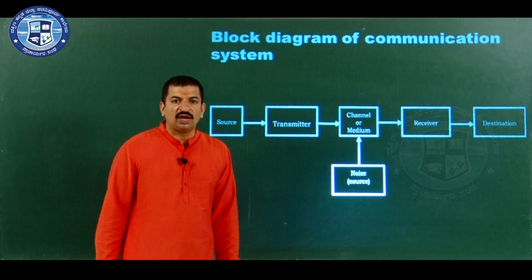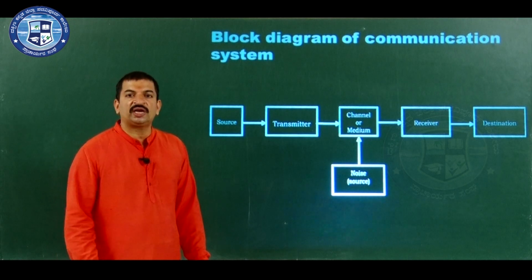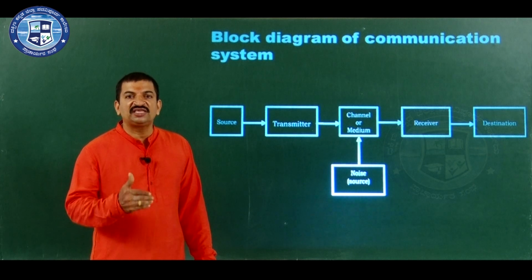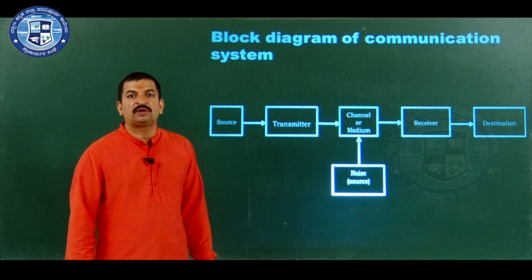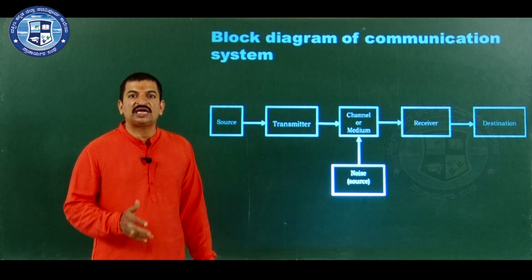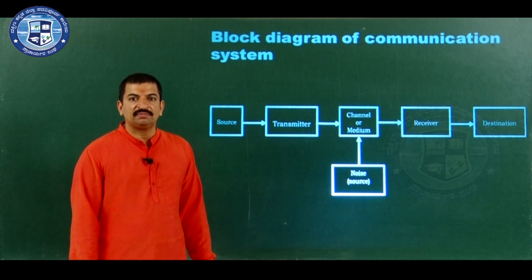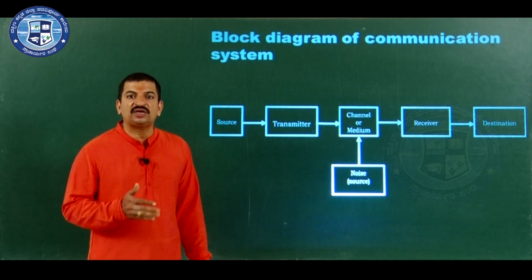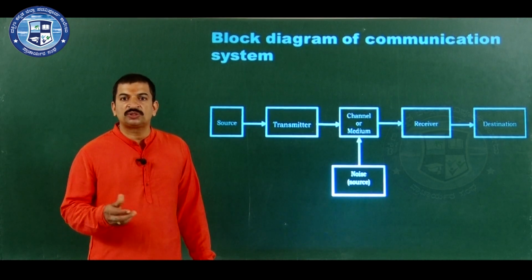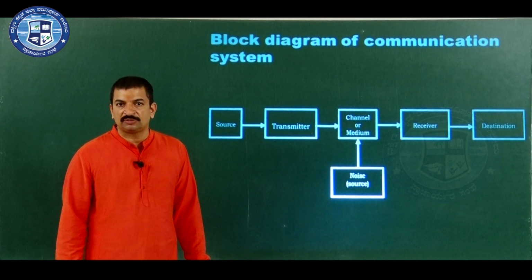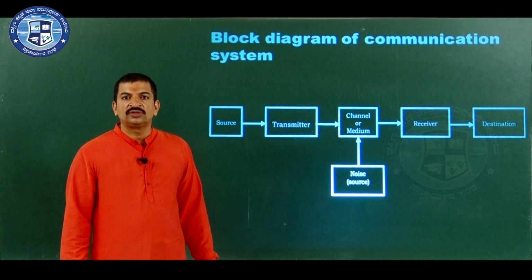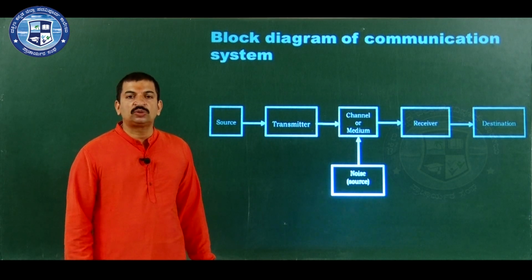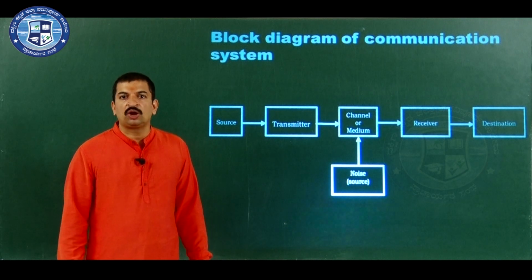The receiver also performs another task which is known as the amplification. Now, as the signal is transmitted from one place to another place, as the distance from the transmitter goes on increasing, the signal strength goes on decreasing. Therefore, the receiver also consists of some amplifier circuits to compensate for the transmission losses.